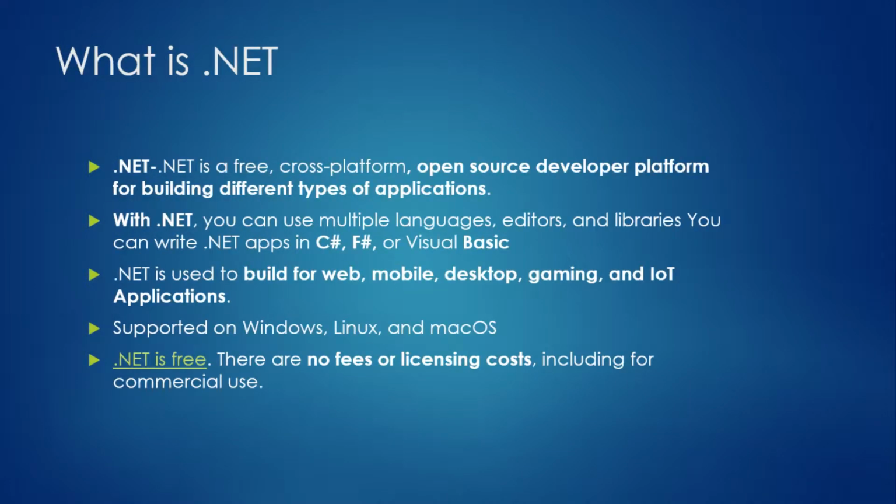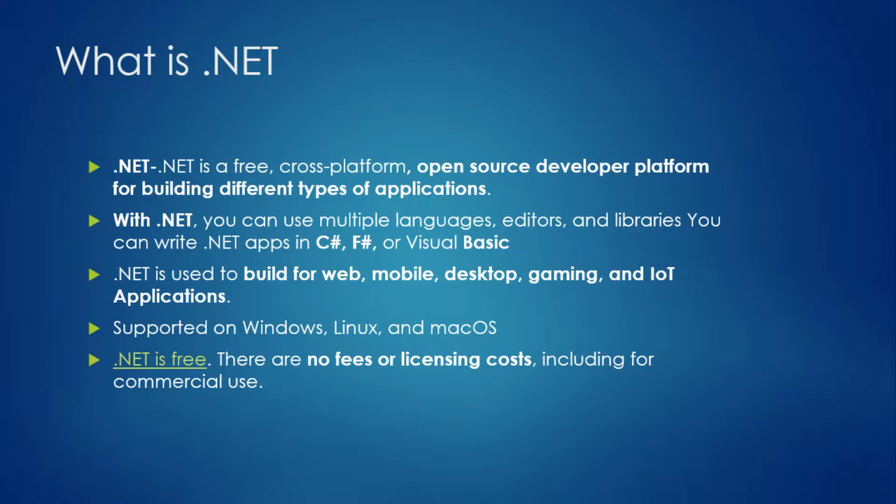Okay, so first we see what is .NET. .NET is a free, cross-platform, open source developer platform for building different types of applications. Basically, by using .NET we can develop different types of applications. So what are the different types of application? We can develop desktop applications using .NET. You can develop mobile applications. You can develop web applications using .NET. You can develop gaming applications using .NET, or you can develop IoT applications using .NET.